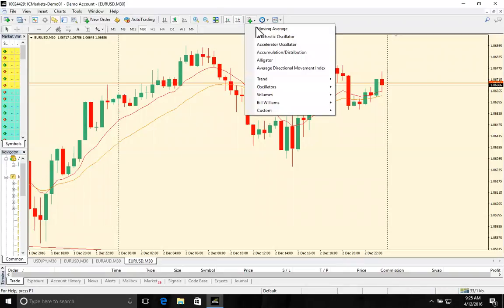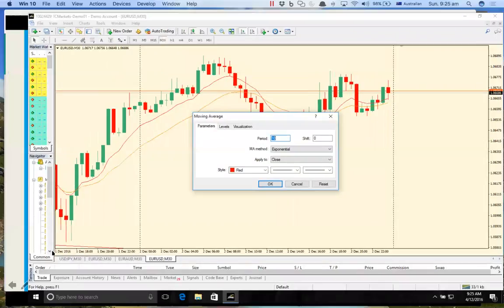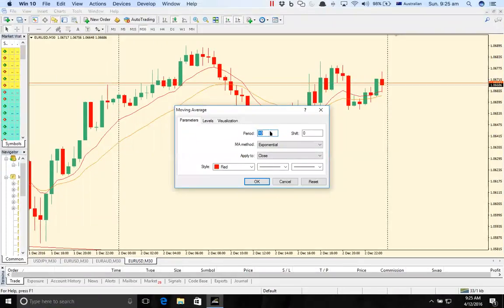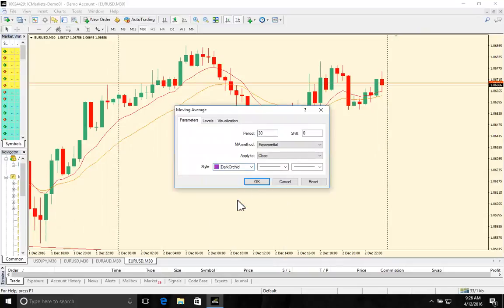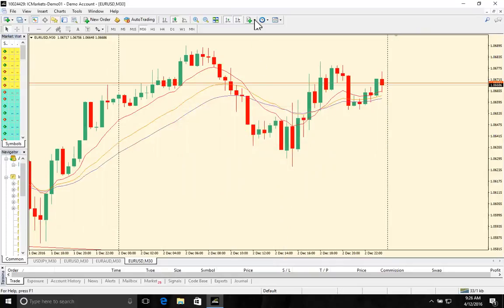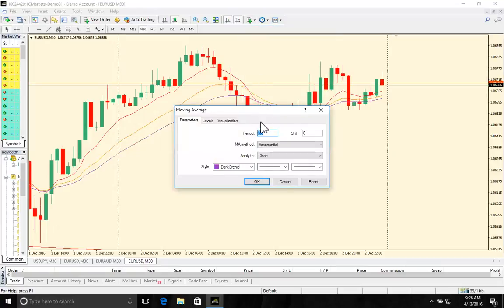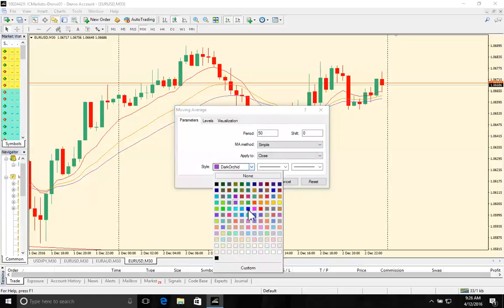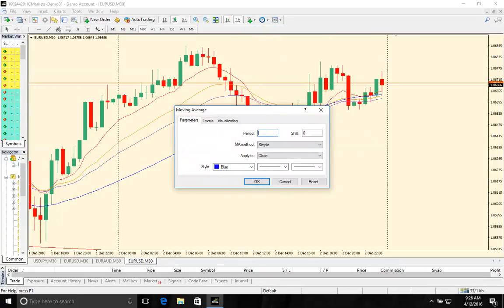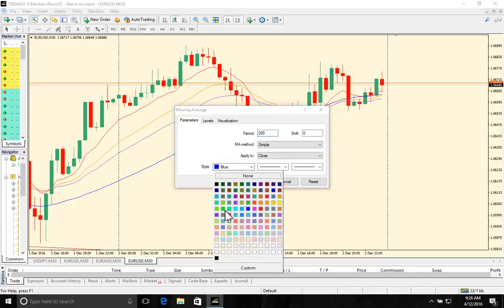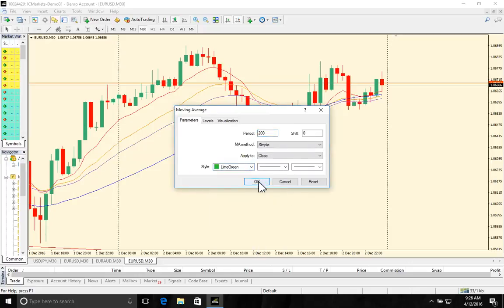Another indicator which we like to add is 30 or 26. So 30, exponential, close, and what's the color? It's purple. Right. One more is 50. That's a simple moving average, and the color I think is blue. The last one is 200. Close, and the color is green. Right.